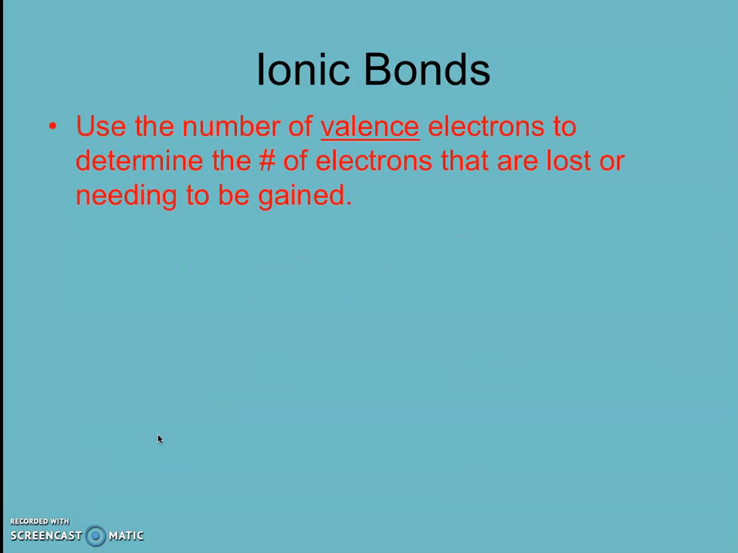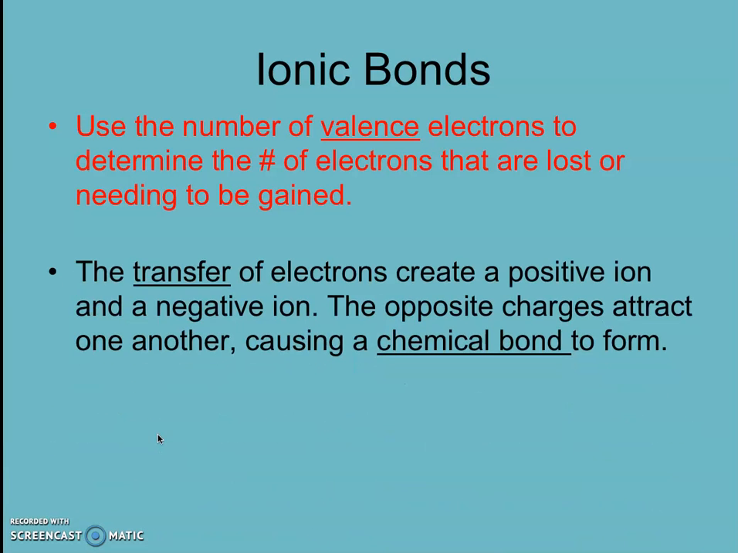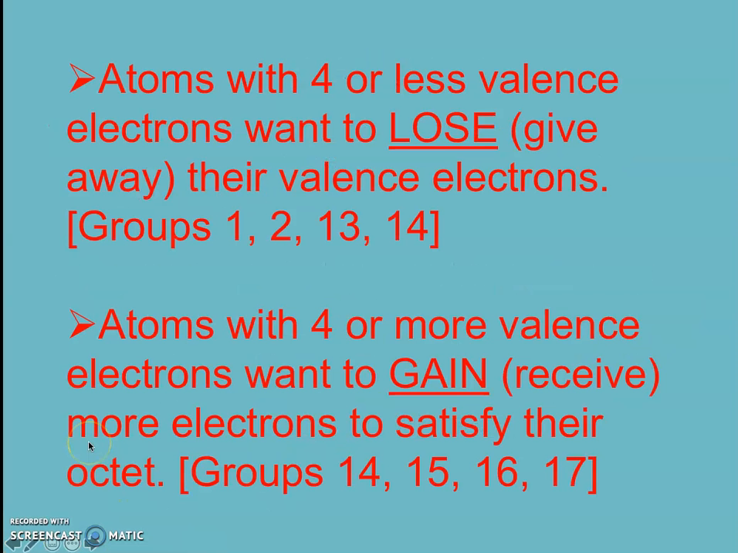So we're going to use the number of valence electrons to determine the number of electrons that are lost or needing to be gained. So basically you're trying to figure out what is the best way to get to 8. Is it for the metal to lose electrons, or your nonmetals to gain electrons? And all of this is going to be through the transfer to create a chemical bond. This is a video that you can watch on your own time.